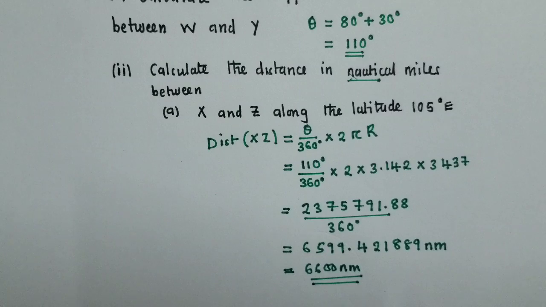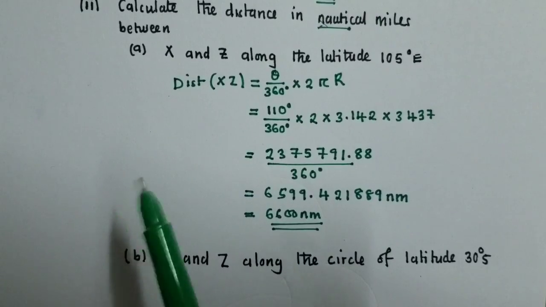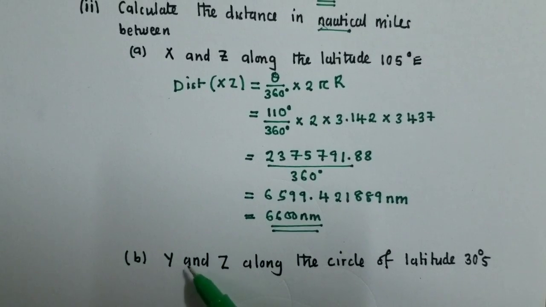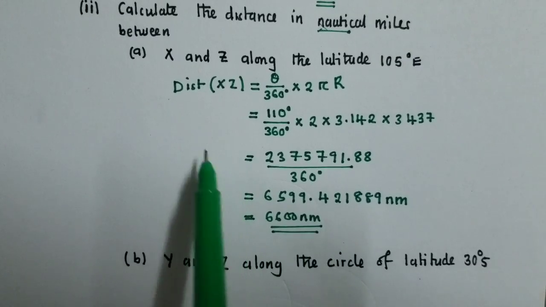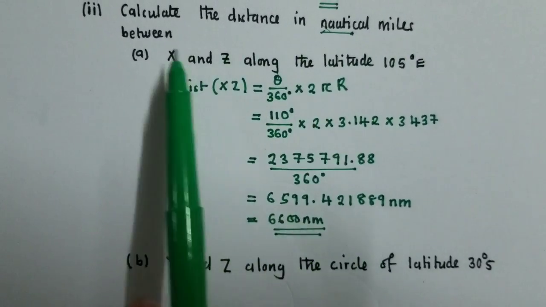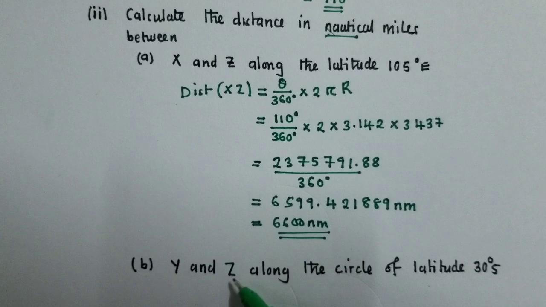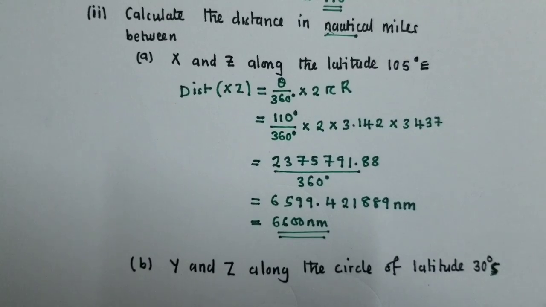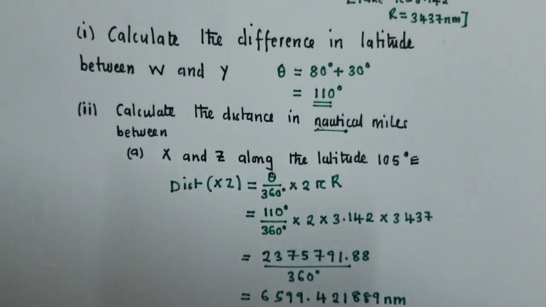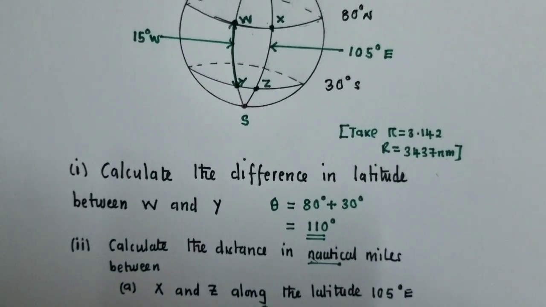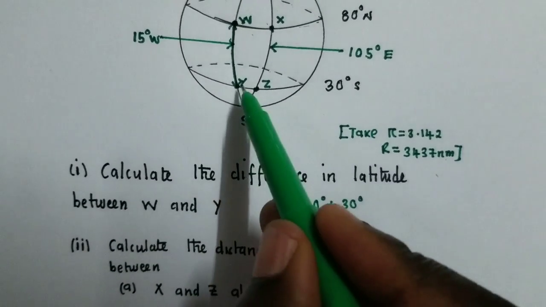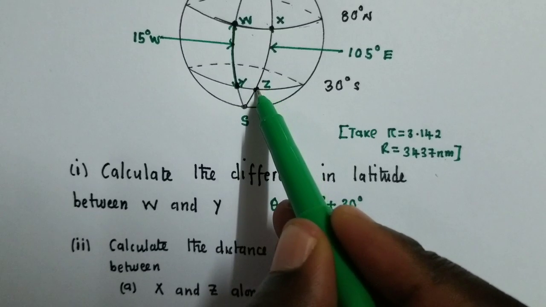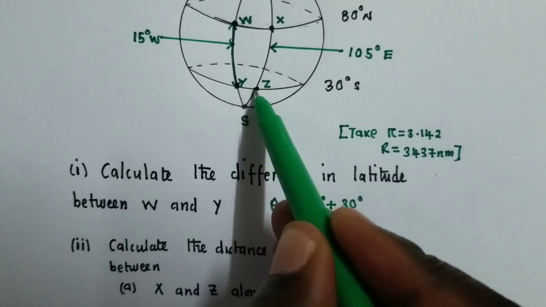Okay, so we now go to the next question. For question 2b, they're saying calculate the distance in nautical miles between y and z along the circle of latitude 30 degrees south. Let's check on the diagram where y and z are. So y is right here, z is here. So this is the distance that we are calculating.